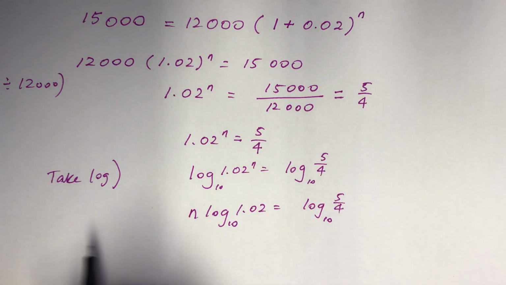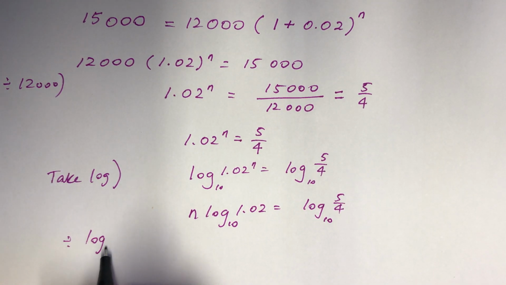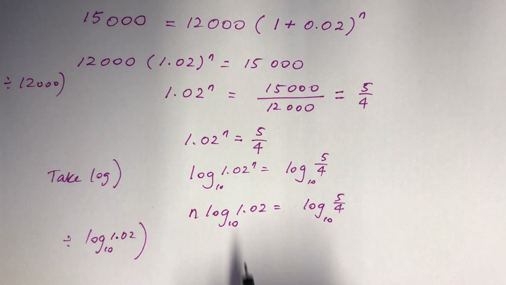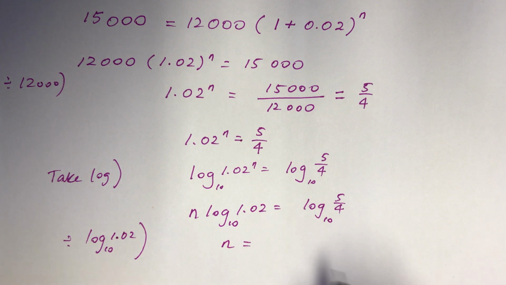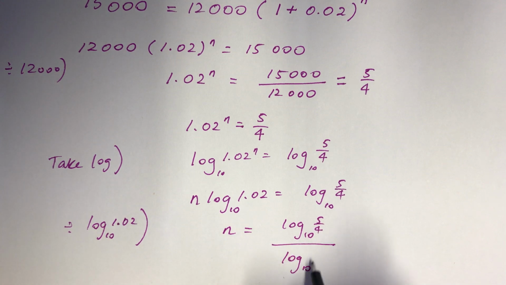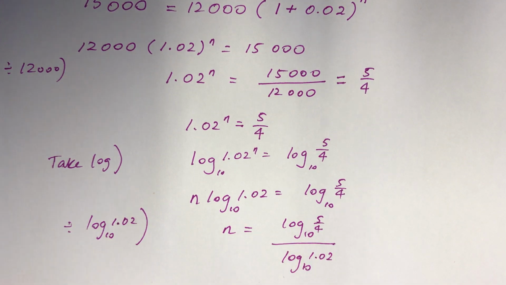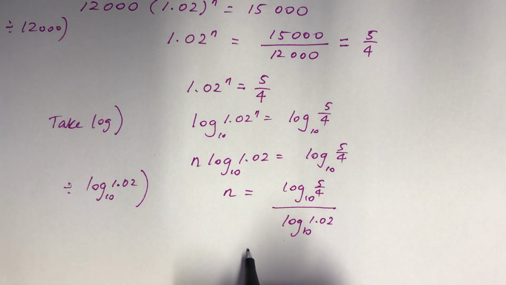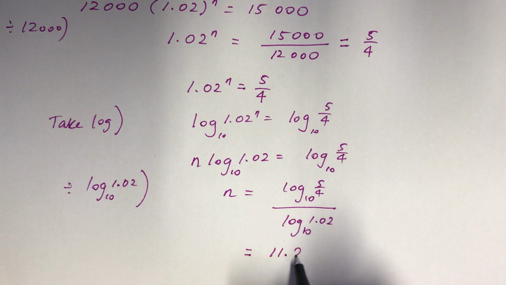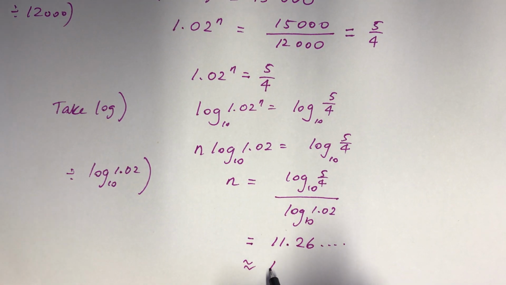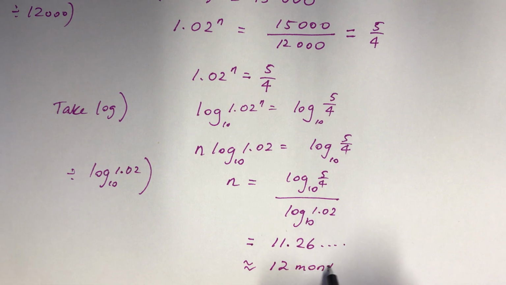Okay? And then I'm going to divide both sides by log base 10 of 1.02. So n equals log base 10 of 5 over 4, over log base 10 of 1.02. Okay, so put that in your calculator. You will get something like 11.26. Now that means roughly 12 months.